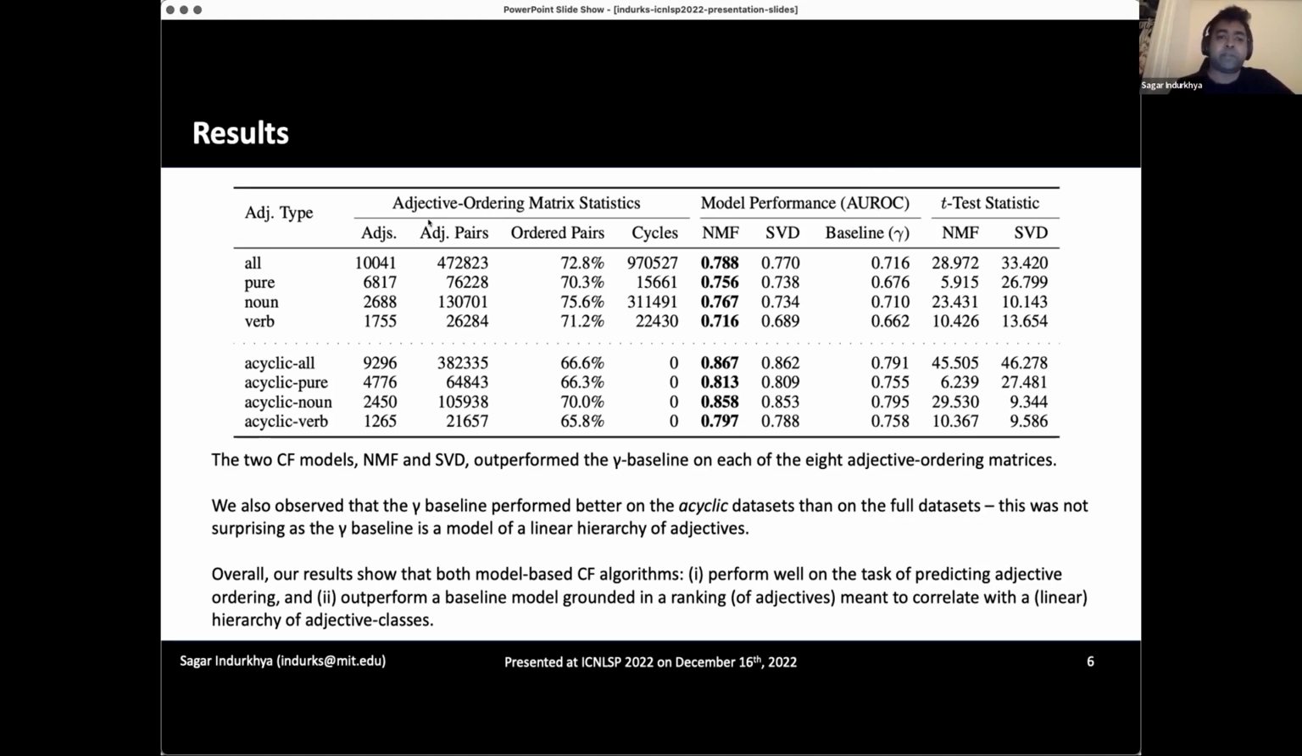We also have some overall statistics about these adjective ordering matrices that we produced. We also observed that the baseline performed better on the acyclic data sets than on the full data sets. And that's not too surprising because the baseline is a model of linear adjectives. I think that's one thing that's very interesting, just this observation that there are cycles of adjective ordering. That was not something I expected to see, but it's also documented in that paper.